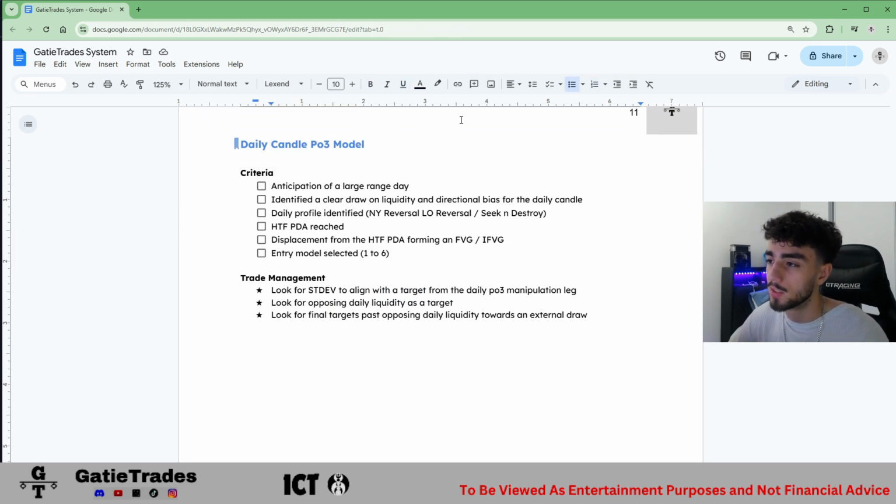So this is the criteria for the daily candle power of 3 model. First things first, anticipation of a large range day. Now, when I say large range day, I don't mean expansion because I'm happy trading seek and destroy. I need to anticipate a large range.